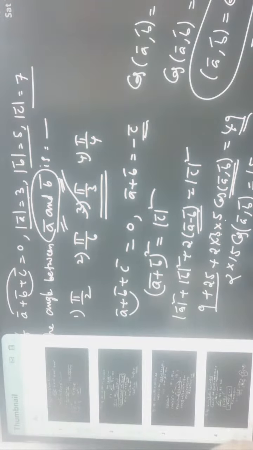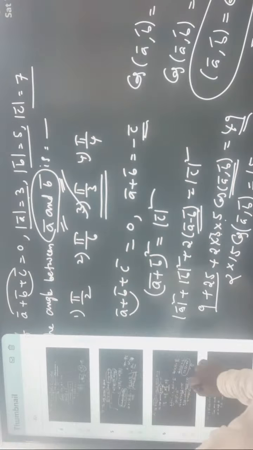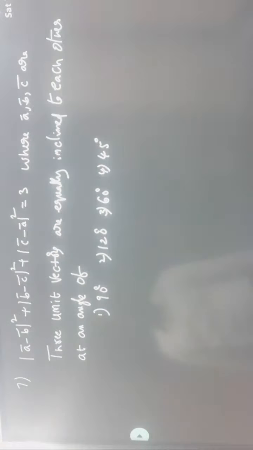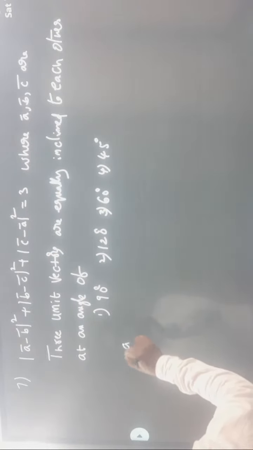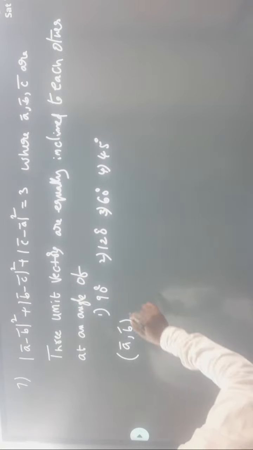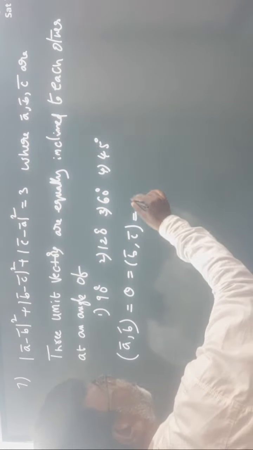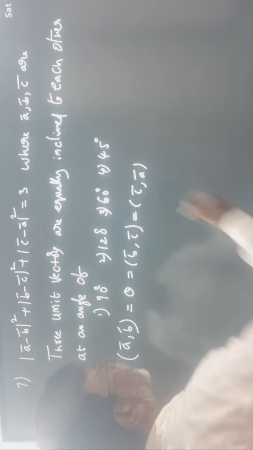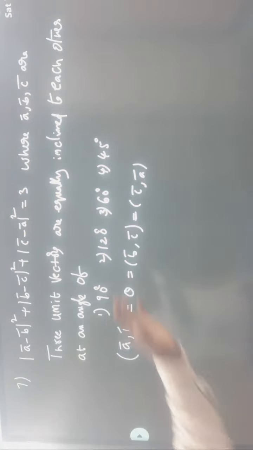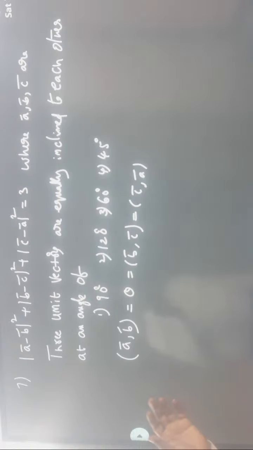Now let me explain another question. This is the question. Where a bar, b bar, c bar are 3 unit vectors equally inclined to each other at an angle. So the angle between a bar and b bar is the same as between b bar and c bar, and between c bar and a bar, and that is given as theta. That angle we have to find out. Understood clearly?